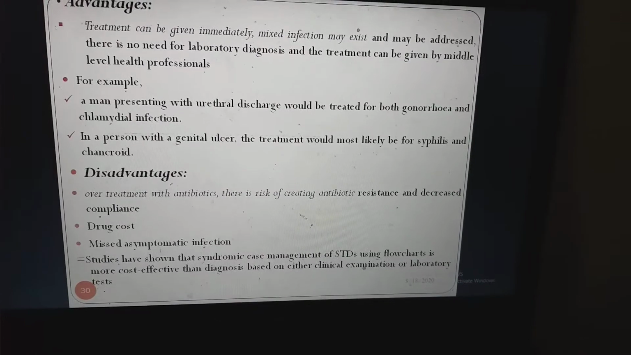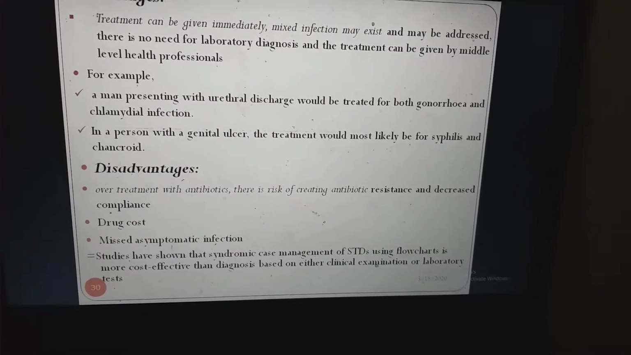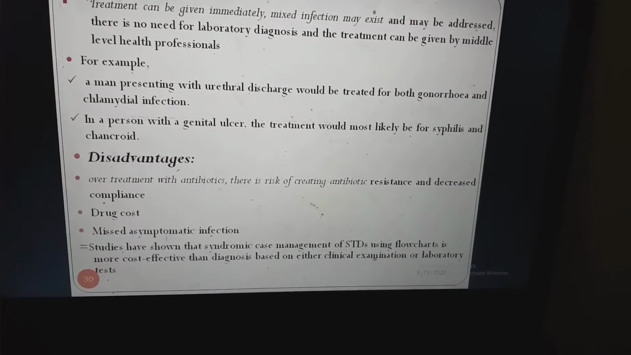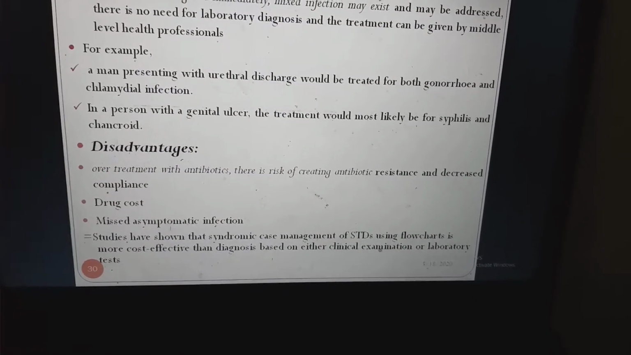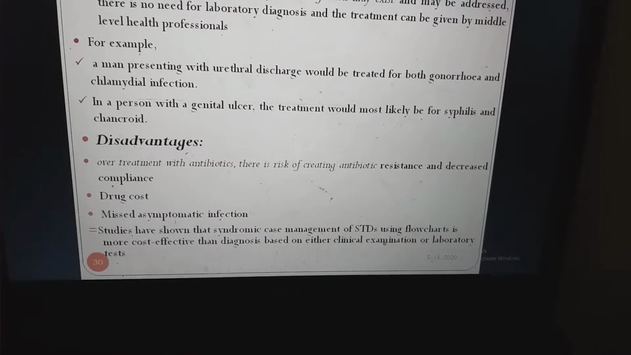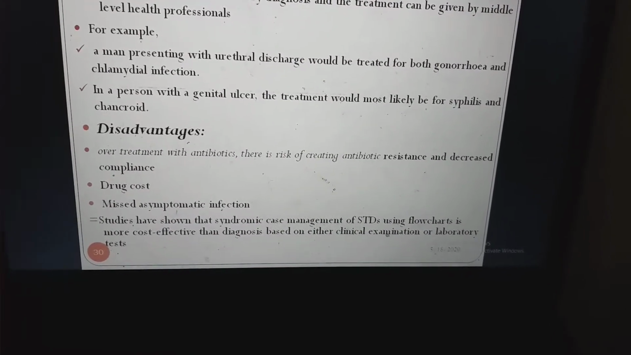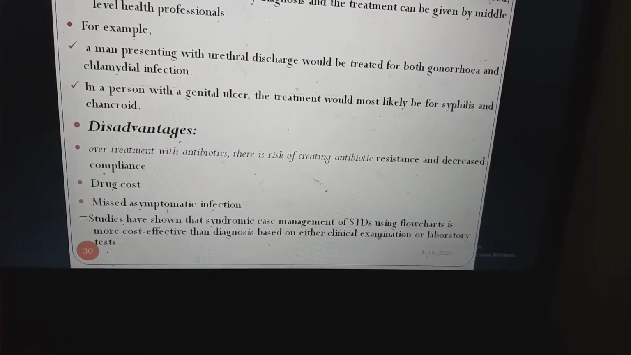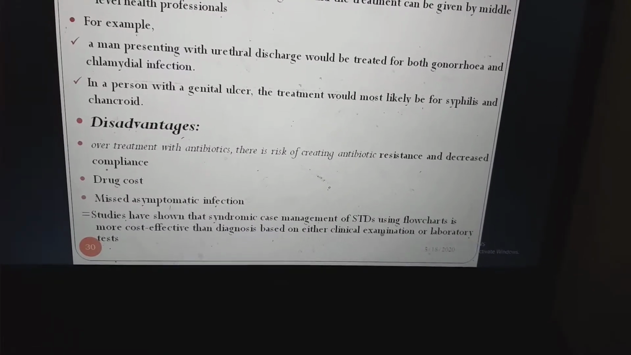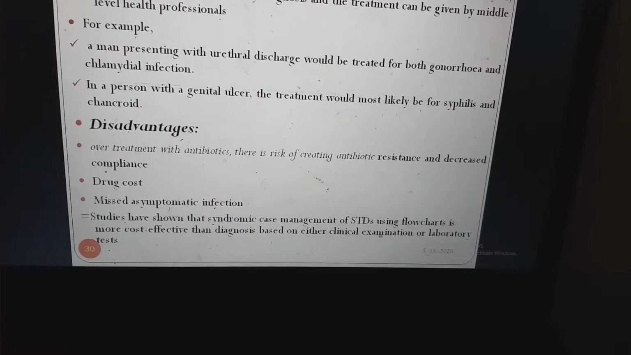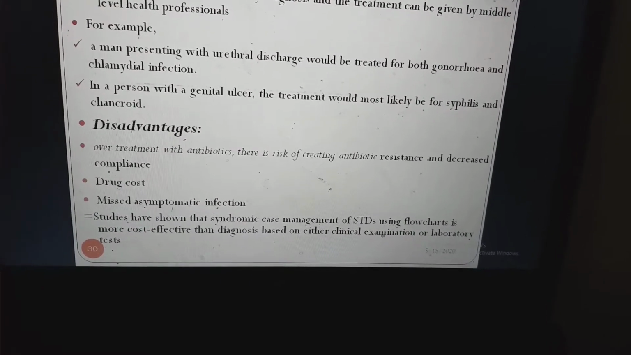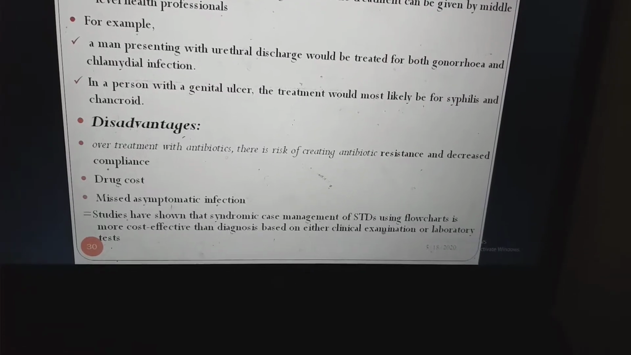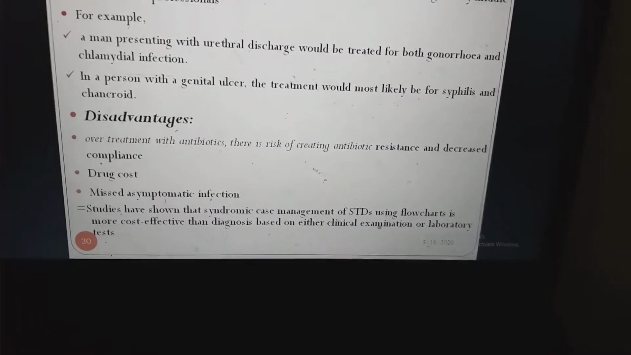Disadvantages of this are over-treatment with antibiotics and treatment overload. There is a risk of creating antibiotic resistance and decreased compliance. Drug cost, and missed asymptomatic infection. Studies have shown that syndromic management of sexually transmitted diseases using flowcharts is more effective than diagnosis based on either clinical examination or laboratory tests.